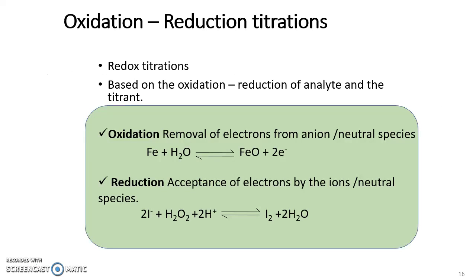Oxidation reduction titrations. These are also called redox titrations. These are meant for determination of oxidizing substances or reducing substances. These titrations are based on oxidation and reduction reaction between analyte and the titrant. What is oxidation? It is a process in which removal of electron from anion or neutral species takes place. Whereas in reduction, acceptance of electrons by ions occurs.